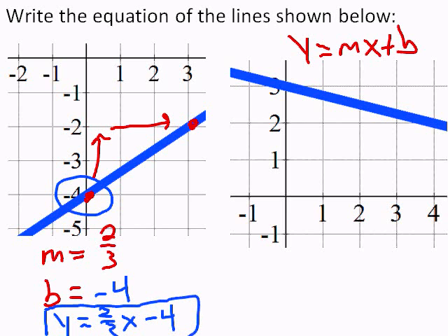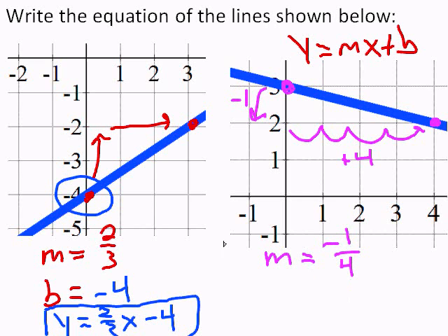For the next one, you pick 2 points in order to find the slope. Your rise over run was -1 over 1, 2, 3, 4. So your m value is -1 over +4. Your b value, where it crosses the y-axis, is +3. So the equation of your line then is y equals -1/4 x plus your b.